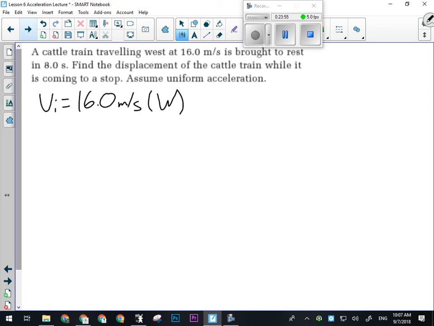Okay, it is brought to rest. What does that tell me? That it stops. So VF is 0. Okay, and it does so in 8 seconds. Okay, we are looking for the displacement of this cattle train. All right, I don't have the acceleration. I have VI, I have VF, and I have T. So do I have a formula that has those 4 things in it?